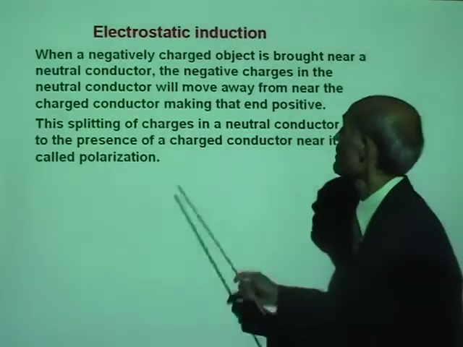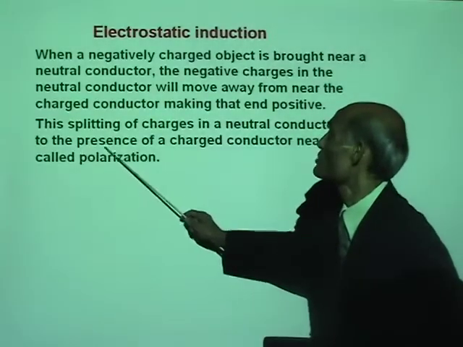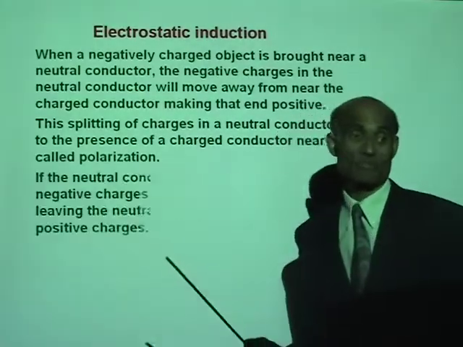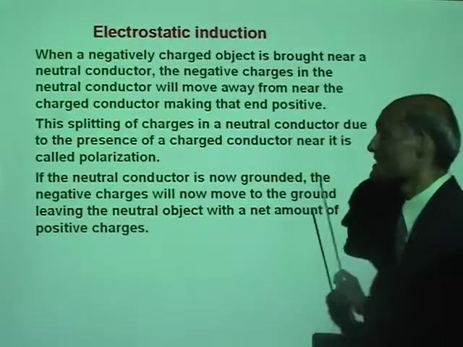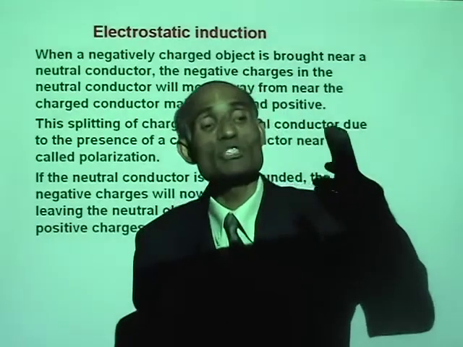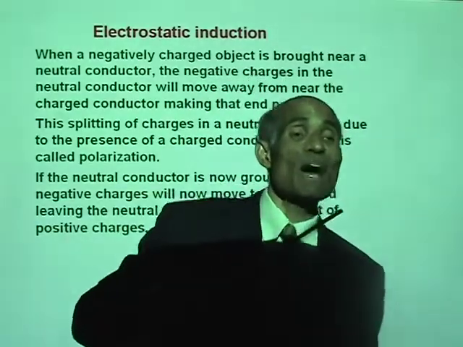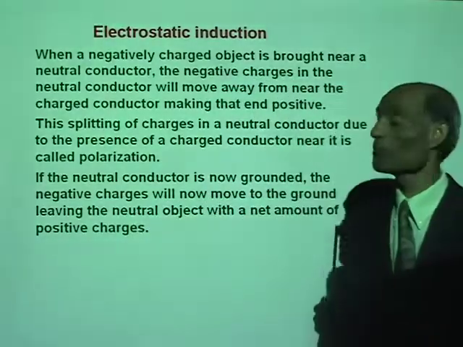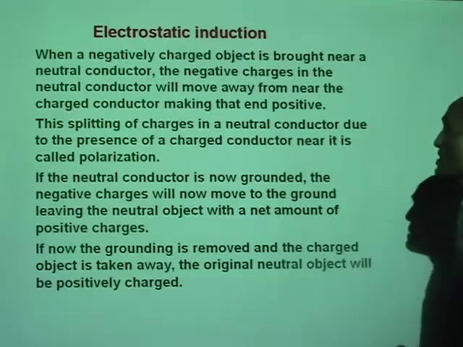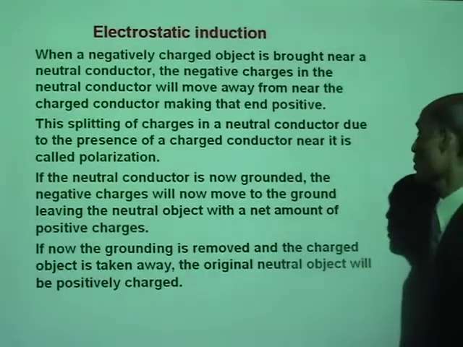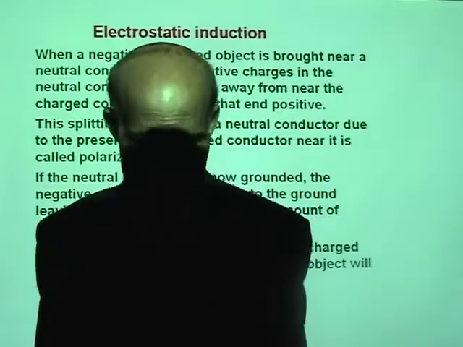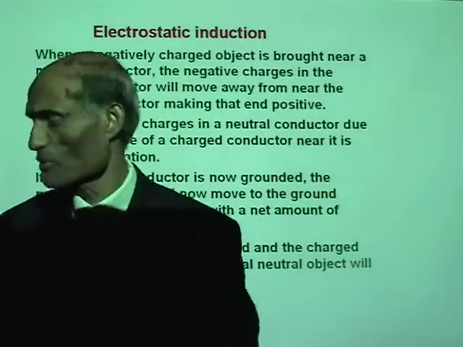Now this splitting of charges in the neutral conductor due to the presence of a charged conductor near it is called polarization. Now if the neutral conductor is grounded, what will happen is those negative charges will actually go to the ground, leaving the neutral conductor positively charged. Now, if the grounding is removed and the charged object is taken away, the original neutral object will be positively charged. Now, I don't know whether I can show that to you, but I can try.